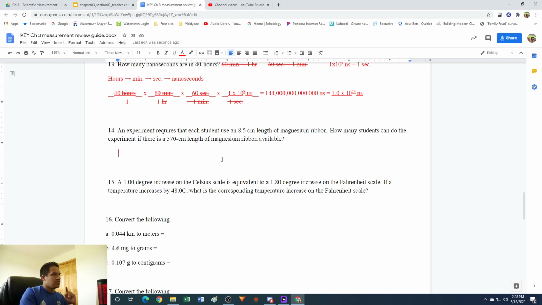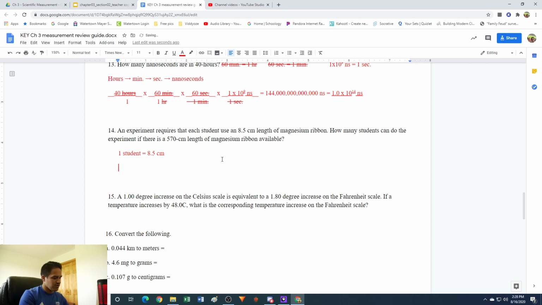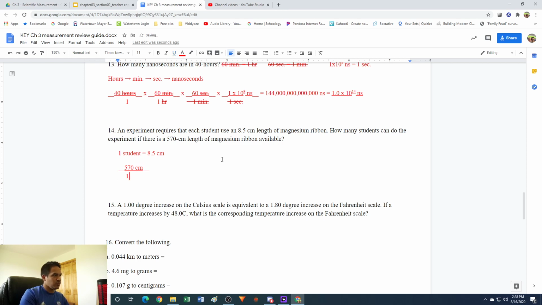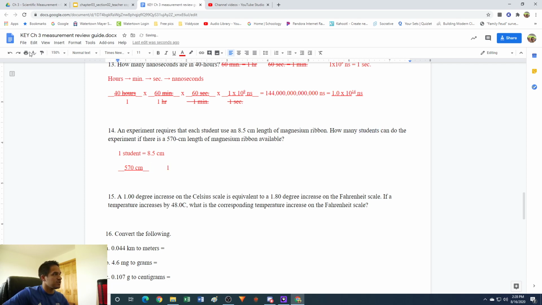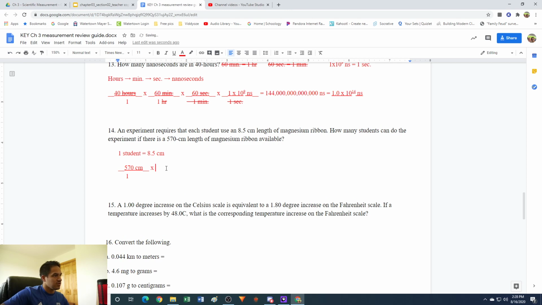Okay, so they're telling us right at the beginning that one student is going to need 8.5 centimeters of ribbon. Okay, it's conversion factor. And we are starting with 570 centimeters total. So we're going to convert 570 centimeters into number of students. This is just going to be a one-step conversion. And the conversion factor we're going to use is the one given to us in the problem.